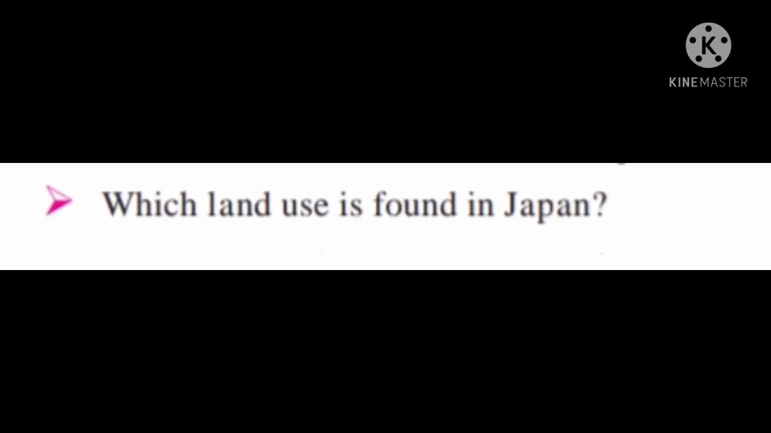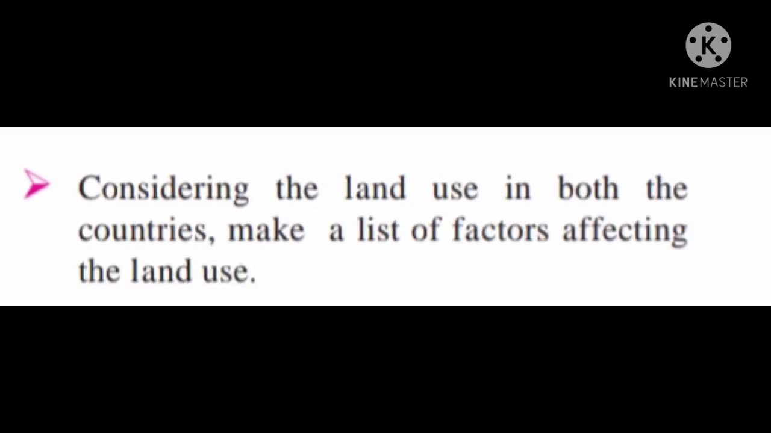Which land use is found in Japan? Land uses like agricultural land use, forest land use, grassland use, other land use, etc. are found in Japan. And the last question is, considering the land use in both the countries, make a list of factors affecting the land use.